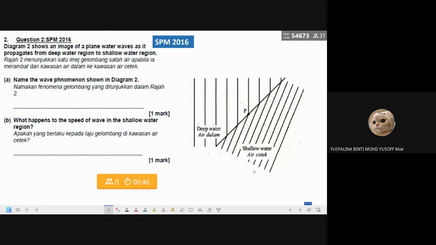Okay, you can type your answer in the chat. So let's say you put A, what is your answer? B, what is your answer? So what happened to the speed of the wave in the shallow water region? If the question asks what happened to the speed, what happened to the frequency, usually the answer should be increase, decrease, or no change, right?